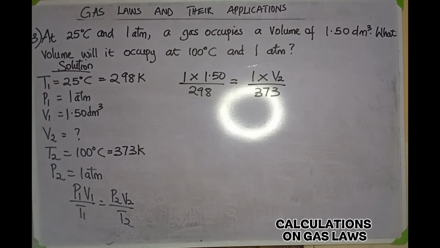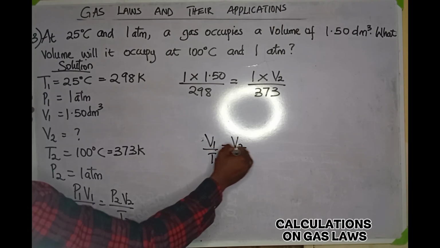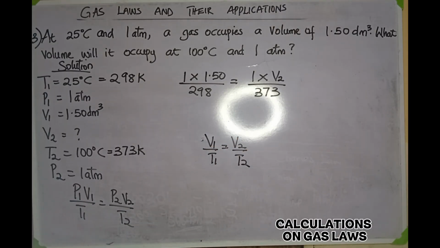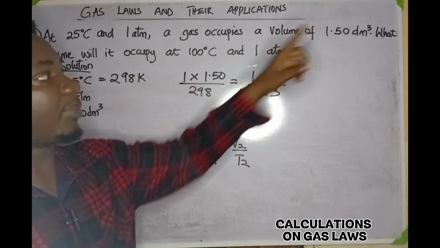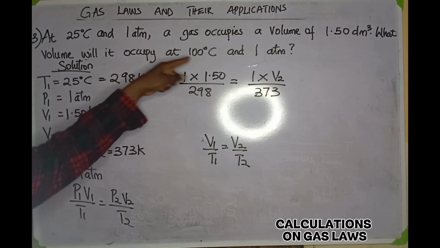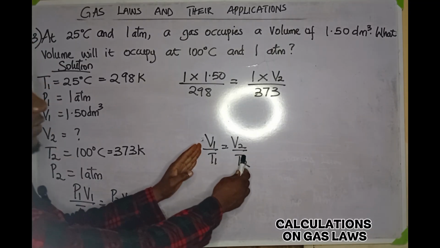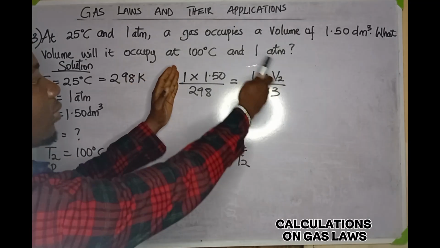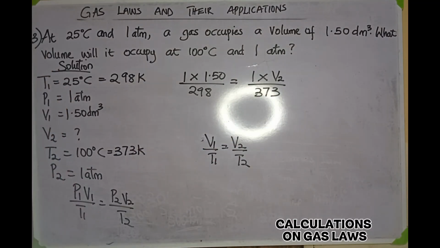Now, there's something I would like you to observe. In this question, pressure was kept constant, meaning you can choose to use V1 over T1 equal to V2 over T2, because pressure was kept constant. Remember Charles' law. In Charles' law, pressure was kept constant. How did I know pressure was kept constant? P1, 1 atmosphere, P2, 1 atmosphere. Look at it. At 25 degrees and 1 atmosphere, a gas occupies a volume of 1.50. What volume will it occupy at 100 degrees Celsius and 1 atmosphere? The same pressure. Are you getting the point? So if you use this formula, it matches just with this. So we have only V1 divided by T1, V2 divided by T2. It's the same thing. Are you seeing it?